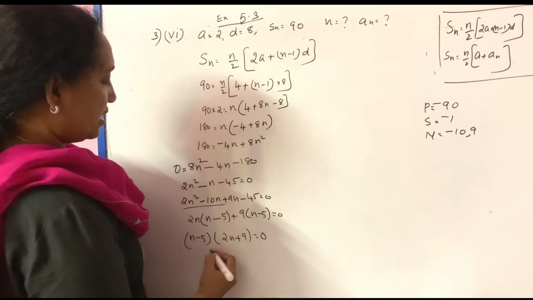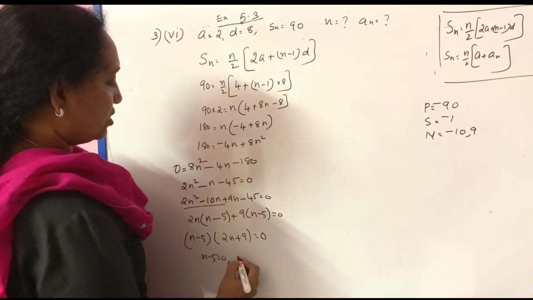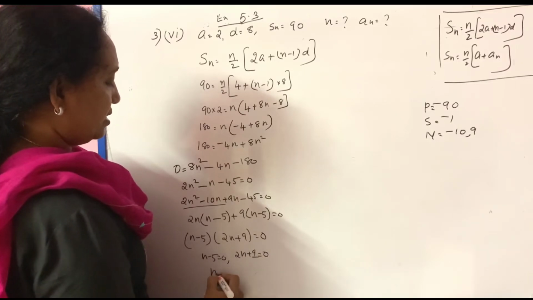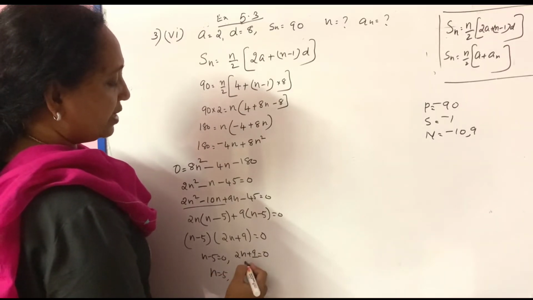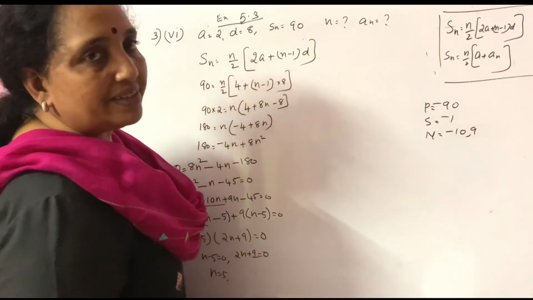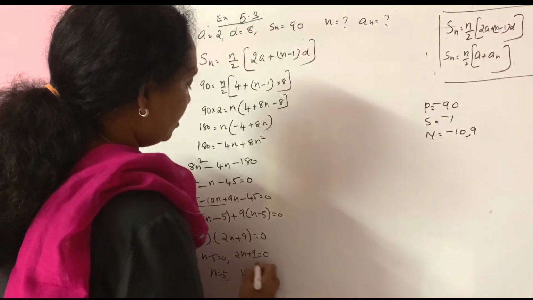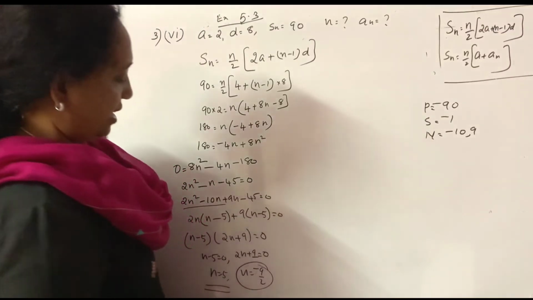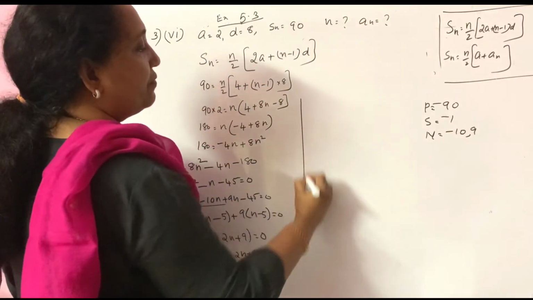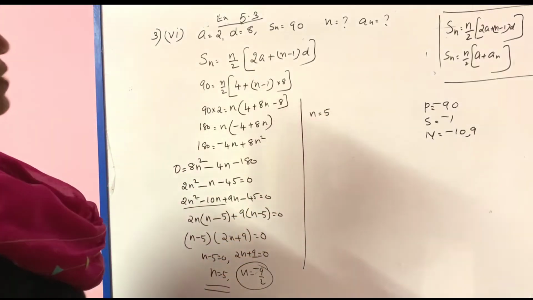Here n minus 5 is equal to 0 or 2n plus 9 is equal to 0. That is n is equal to 5, or here you will get n is equal to negative 9 by 2. So ignore that because n എപ്പോഴും ഒരു പോസിറ്റീവ് ഇൻറ്റിജർ ആണ് ആവേണ്ടത്. അപ്പോൾ നമുക്ക് ഇത് ഇഗ്നോർ ചെയ്യാം. n is equal to minus 9 by 2, this you can ignore. This is our answer. n is equal to 5 is our answer. So we got n is equal to 5.